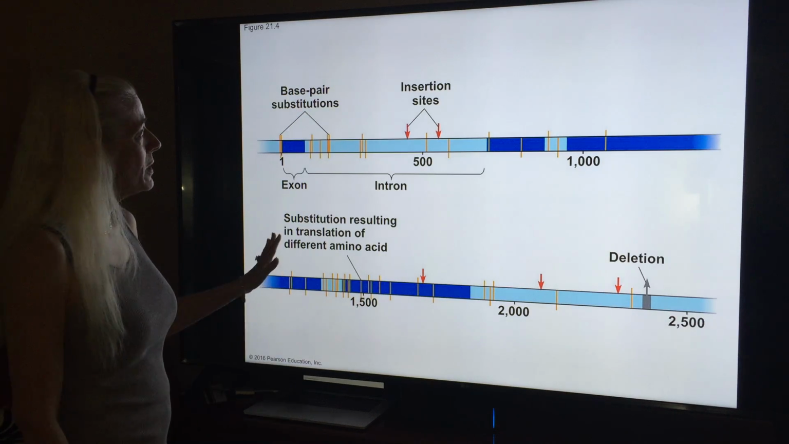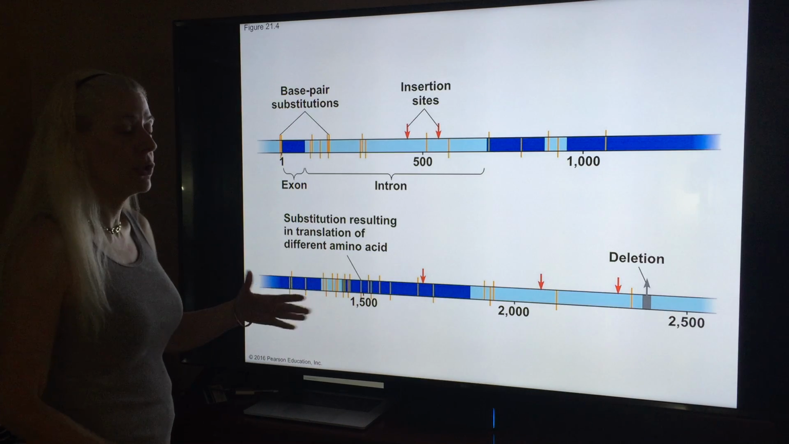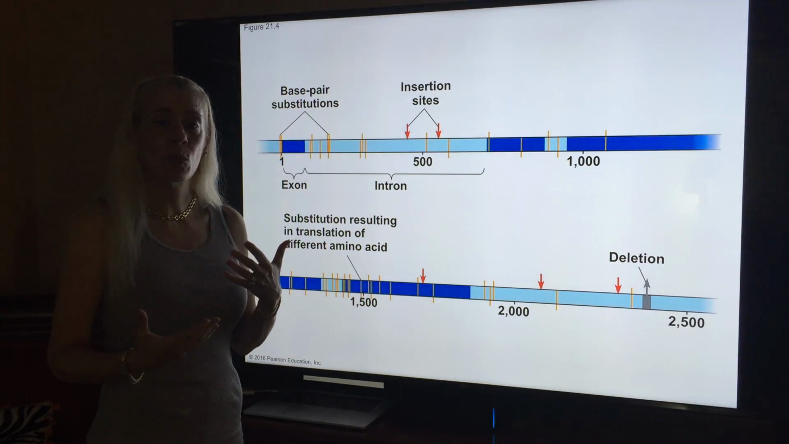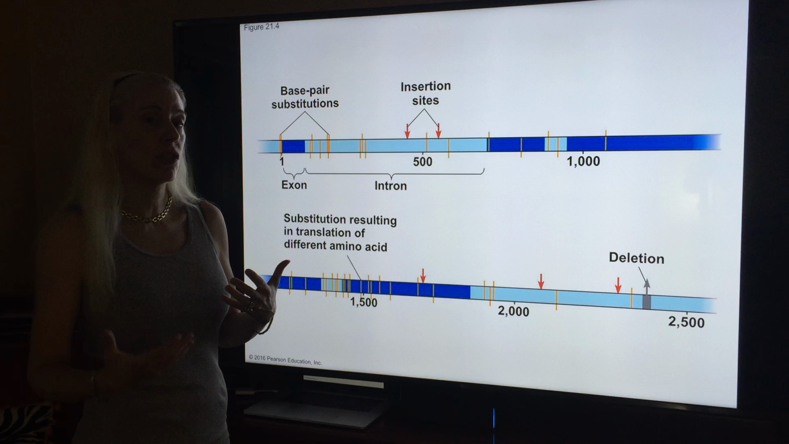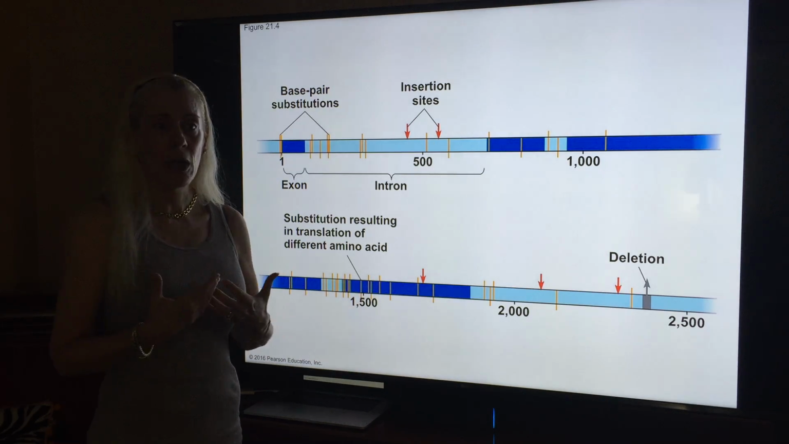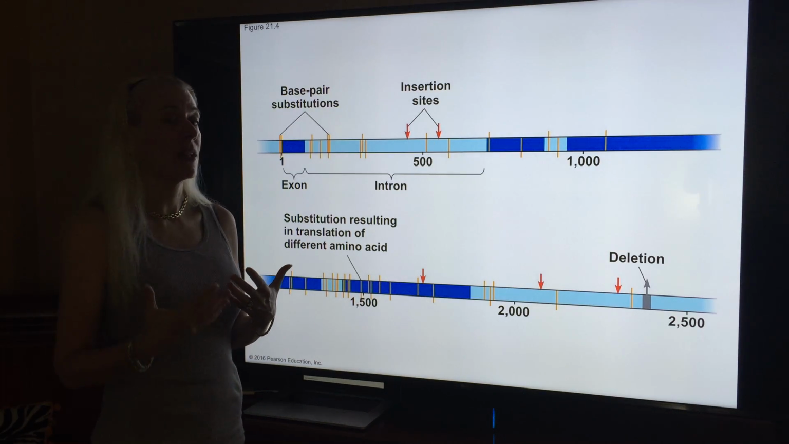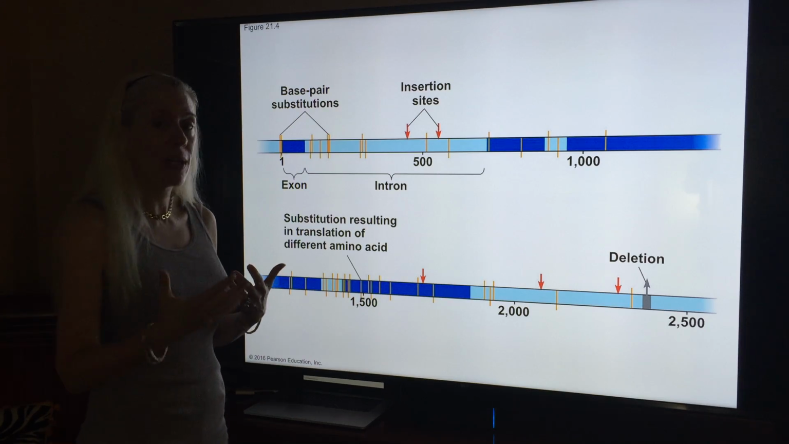Here are some examples of base pair substitutions. We remember about transposons. We remember about insertions and deletions, whether we're talking about the nucleotide level or the amino acid level. We can talk about frame shifts.